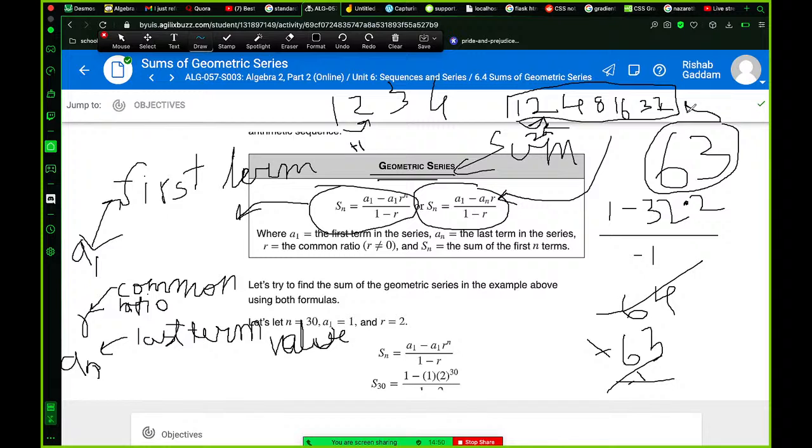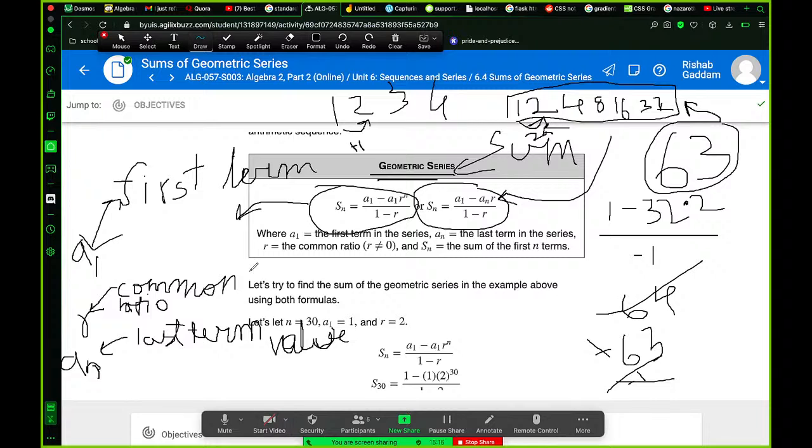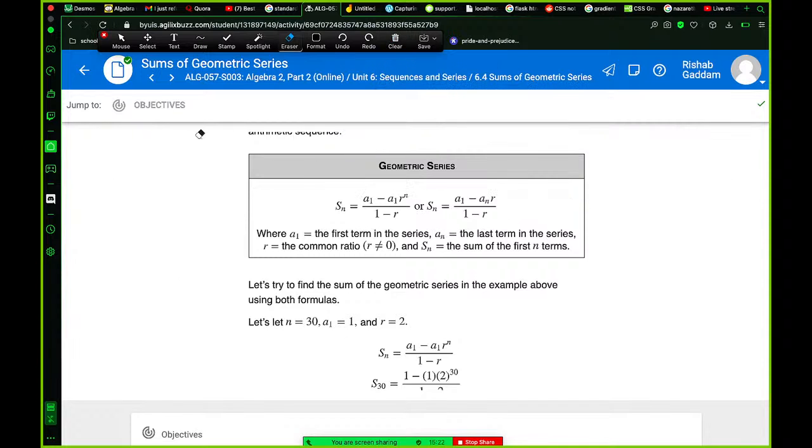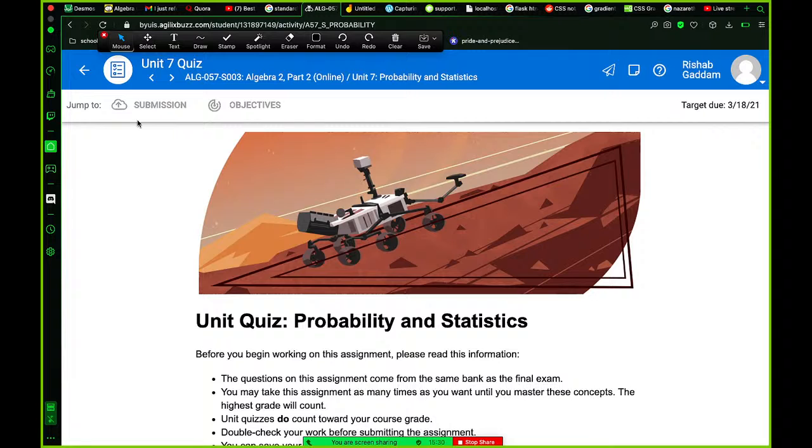For this sum, let's add up all of these to see if we got it right. 6 plus 1 is 7, 7 plus 8 is 15, 15 plus 16 is 31, 31 plus 32 is 63. Yeah, 63. That's what we got, that's the correct answer. So let's clear the screen and move on to the next thing.